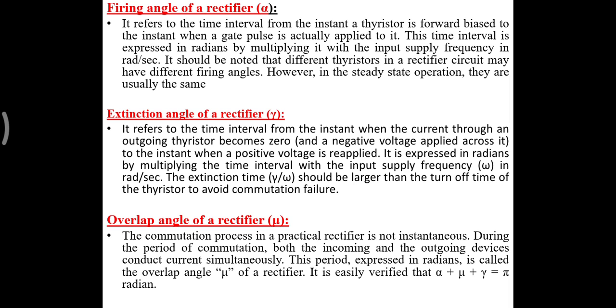And to verify, alpha means nothing but the firing angle. Firing angle plus overlap angle plus extension angle should be equal to pi. Okay? This is about the terminology we use in these SCRs.